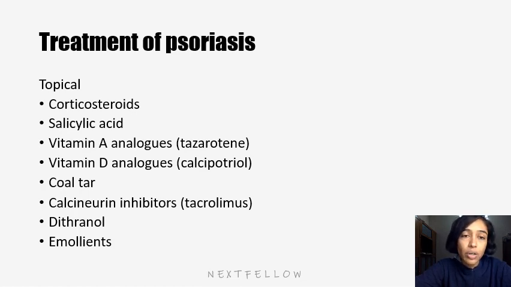Vitamin A analog called tazarotene is used topically sometimes for skin lesions and also for nail lesions. Okay. Vitamin D analog is called calcipotriol or calcipotriene. These can be used for limited plaques as well. Coal tar, calcineurin inhibitors like tacrolimus, dithranol, and most important, of course, emollients. Okay, this is just moisturizers and things that contain urea as well.